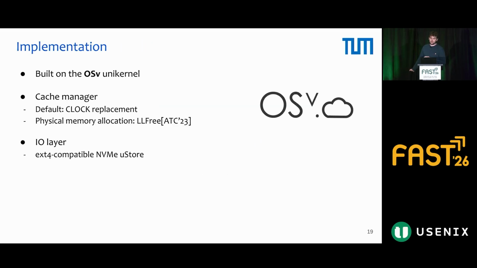We implemented a prototype for uCache in the OSv unikernel. Our prototype cache manager uses the clock replacement policy by default, and we include an NVMe-optimized uStore compatible with the ext4 file system.